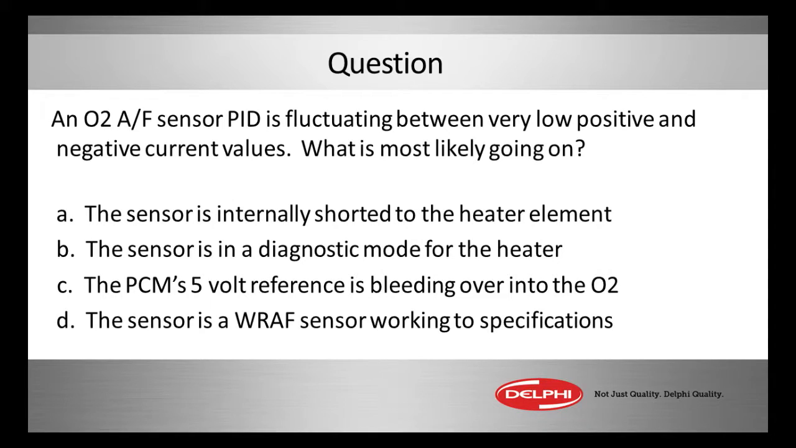Here's the question. An O2 sensor of the air fuel sensor variety, the PID is fluctuating between a very low positive and a very low negative current value. Very little movements of current, positive and negative. What is most likely going on? A, the sensor is internally shorted to the heating element. B, the sensor is in a diagnostic mode for the heater. C, the PCM's 5-volt reference is bleeding over into the O2. Or D, the sensor is a wide range air fuel sensor that is working to specifications. Make your selection now.